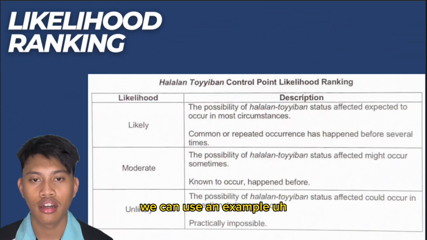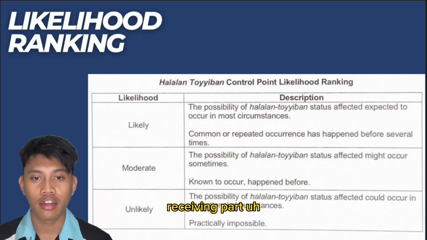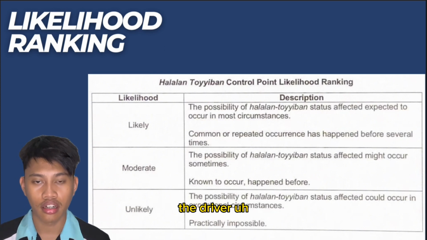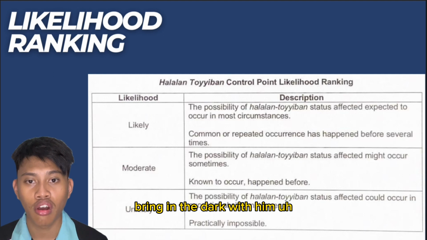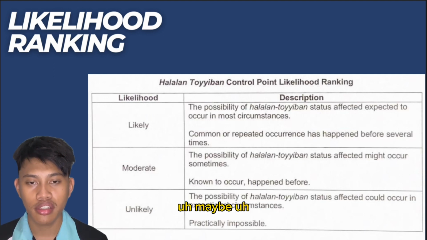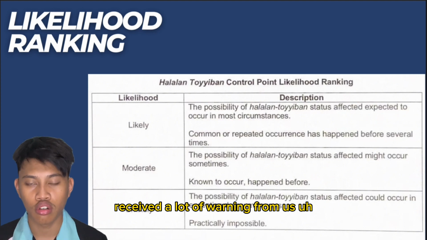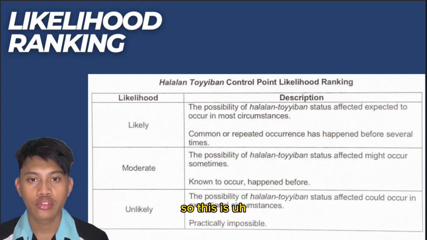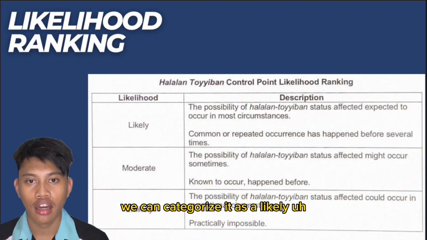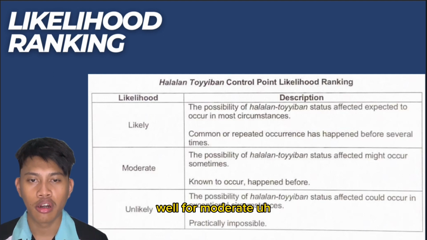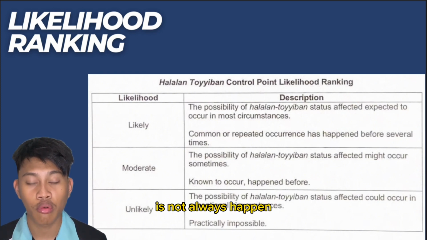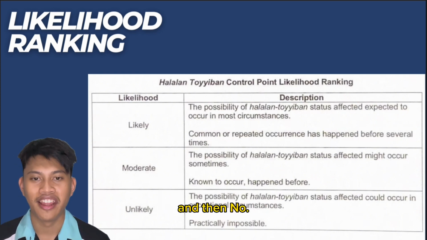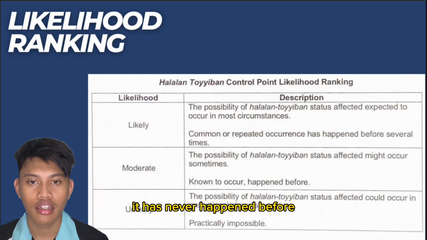We can use an example, maybe the receiving part. The driver delivers our raw material, which is our banana, and maybe the driver brings a dog with him. Even though the driver has received a lot of warnings from us, he still does it again and again. So we can categorize it as a likely level, because it has happened a lot of times. For moderate, we have heard that the incident has happened, but it has not always happened. And number 3 is unlikely, which means it has never happened before.